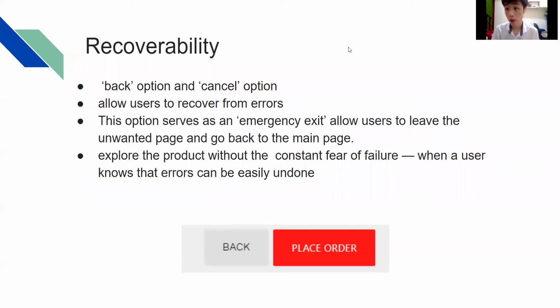Recoverability. In DeliverEat, they got two options, which is the back option and the cancel option. This option allows the user to recover from error because it acts as an emergency exit that allows the user to leave the unwanted page and go back to the main page. By having this, the user can explore the product without the constant fear of failure.